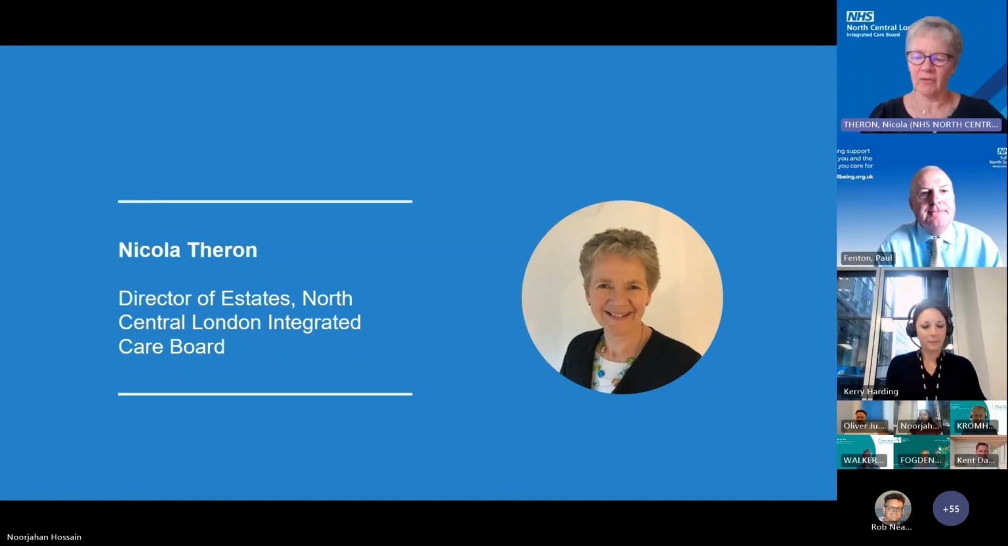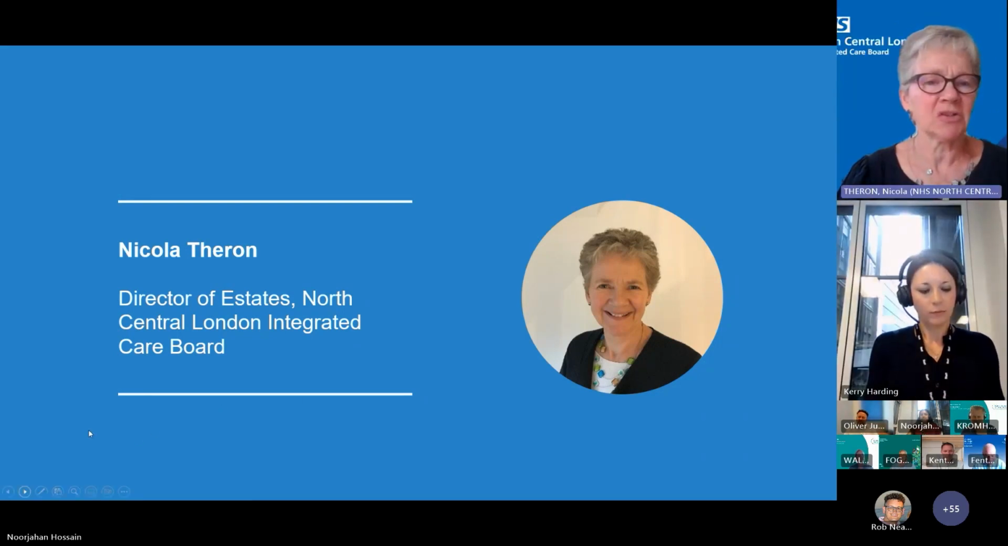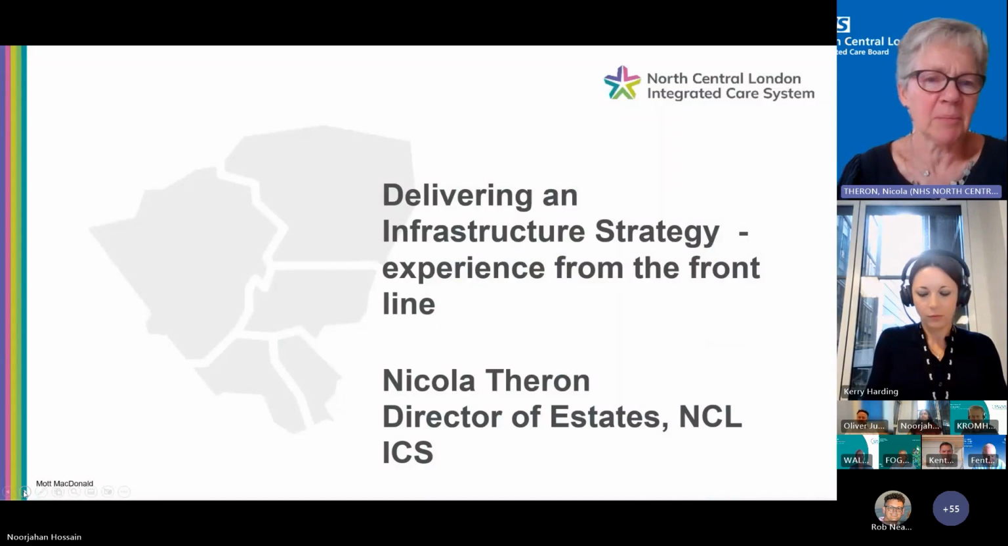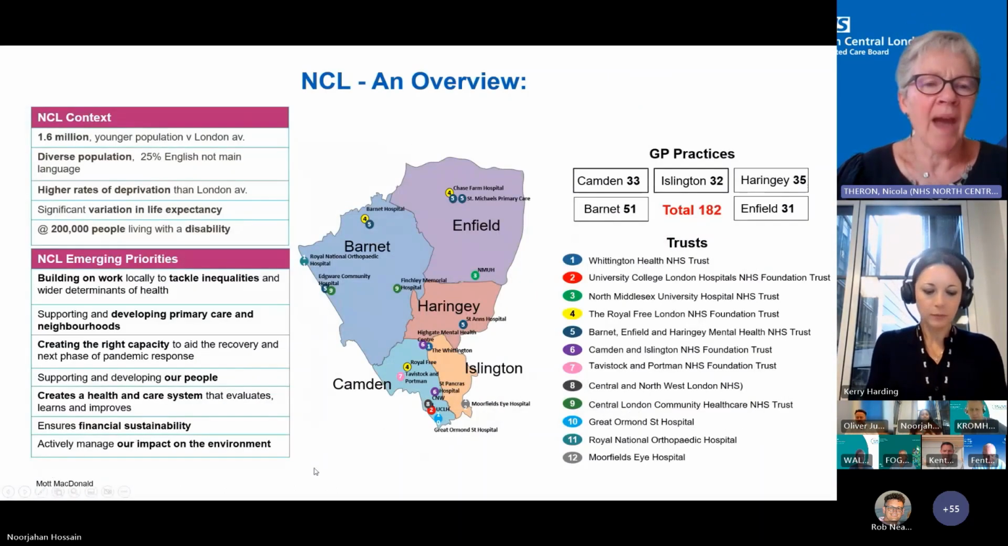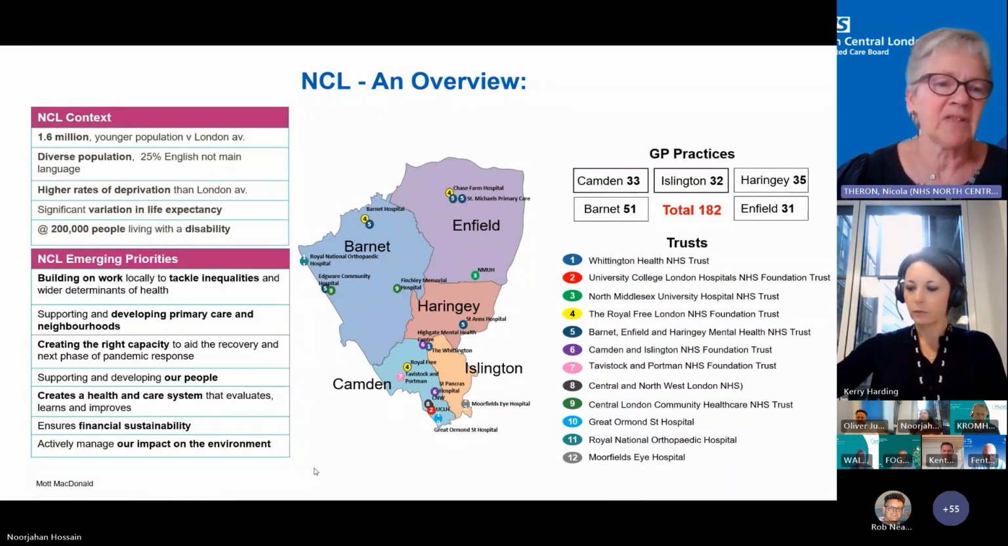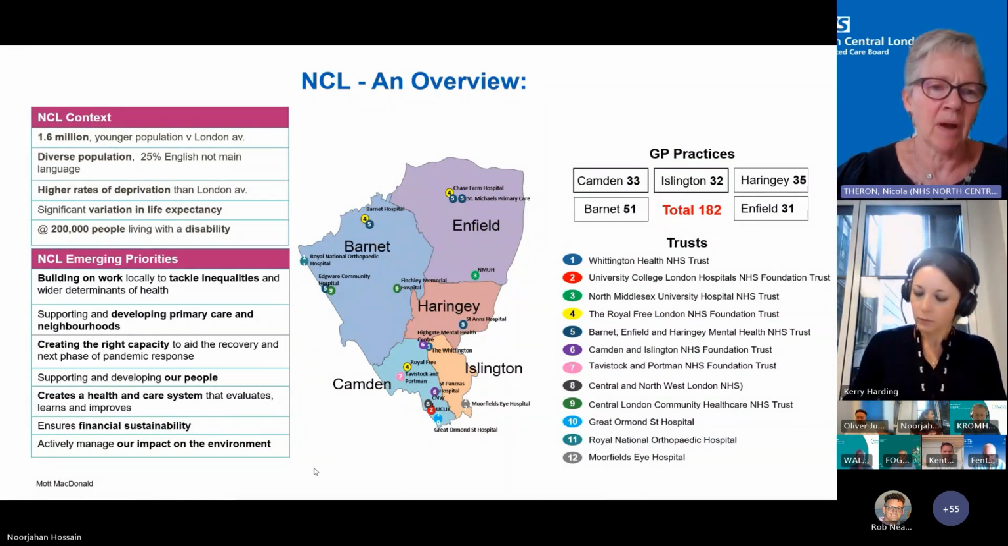That's a really interesting overview for Suffolk North East. North Central London, for my next slide, just gives you an illustration. We're a typical London ICS. We have all the things you'd have expected, a younger population than average, more diversity, higher deprivation rates, but also greater pockets of affluence.